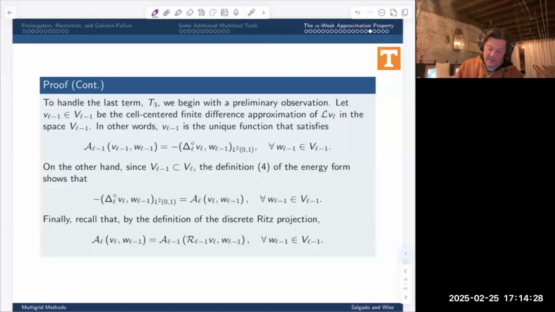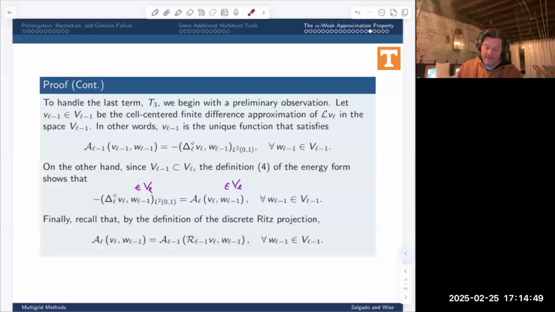If I go back to 4, the test functions should have been from VL. And here we're, well, let's look. Is this guy really from VL? Well, normally you would say, no, it doesn't look like from VL because it's got the wrong index, but it's from VL minus 1. But remember, VL minus 1 is a nested subspace of VL.